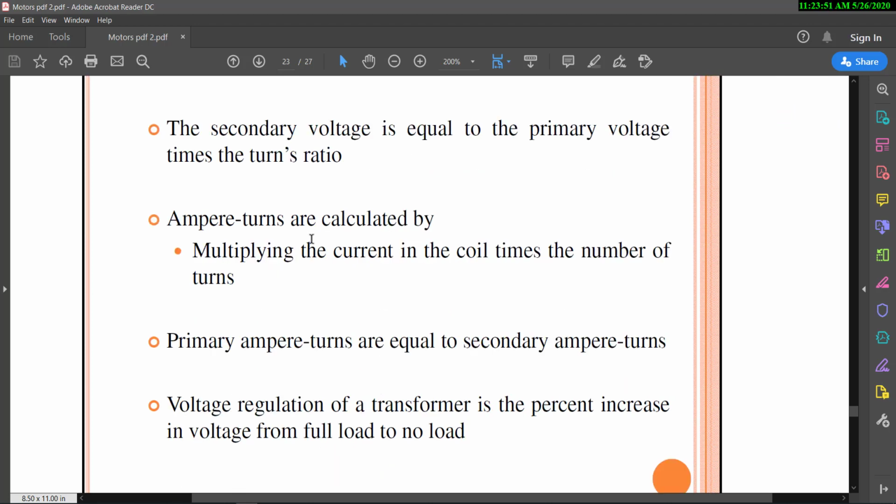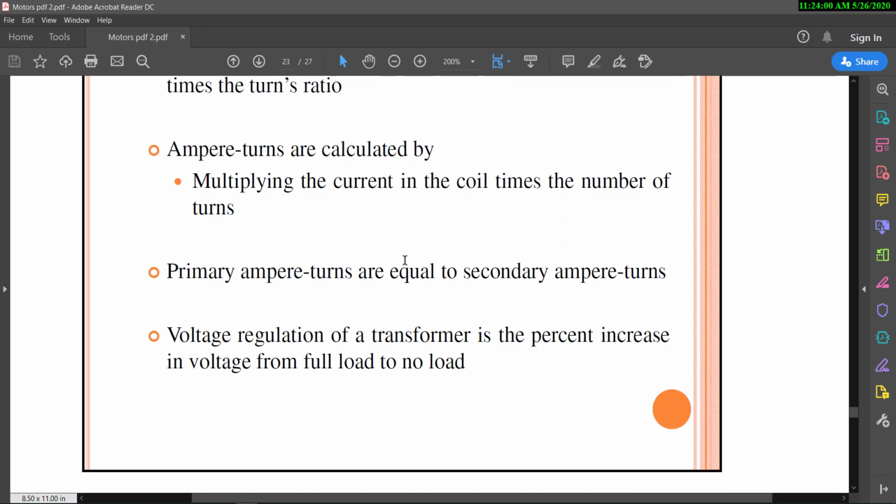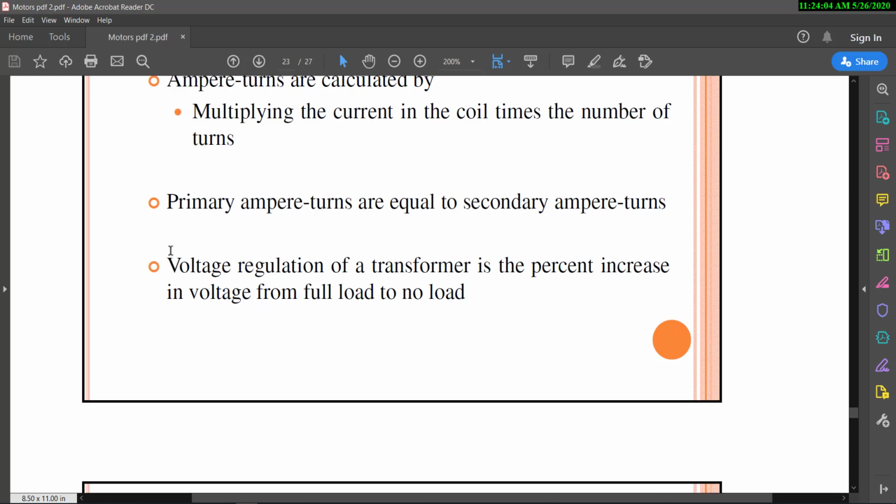Ampere turns, in short denoted by AT, are calculated by multiplying the current in the coil times the number of turns. Primary ampere turns are equal to secondary ampere turns. The next one is an important term: voltage regulation of a transformer is the percent increase in voltage from full load to no load, that is, full load voltage to no load voltage.